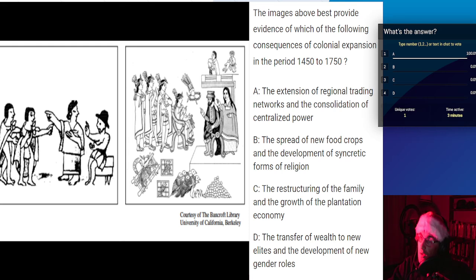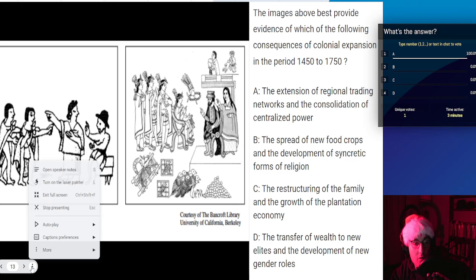So, consequences of colonial expansion. So we got two answers for A, but the answer is actually D. Right? And while it's true that you do see an extension of regional trading networks, you don't necessarily see in this picture the consolidation of centralized power. You do see goods being moved around, especially in the second image, where you can see that, in fact, where's my pointer?